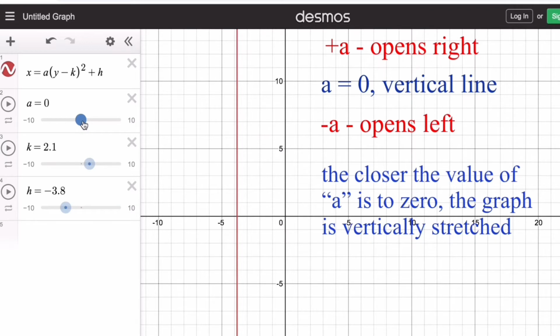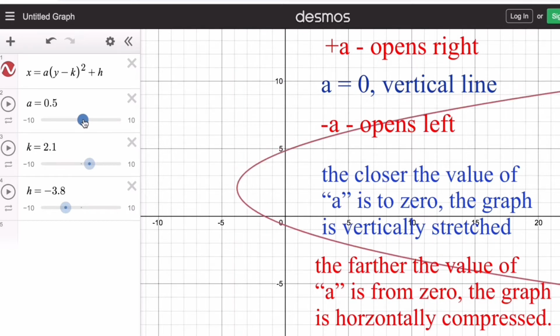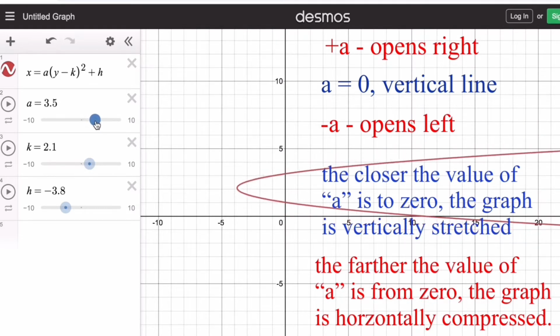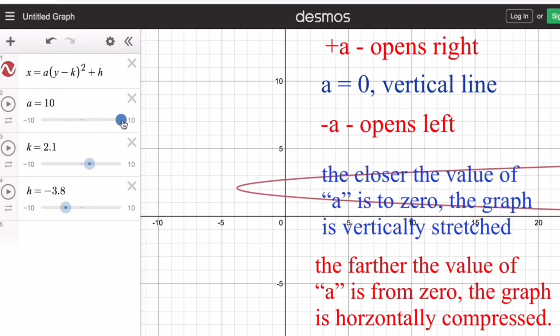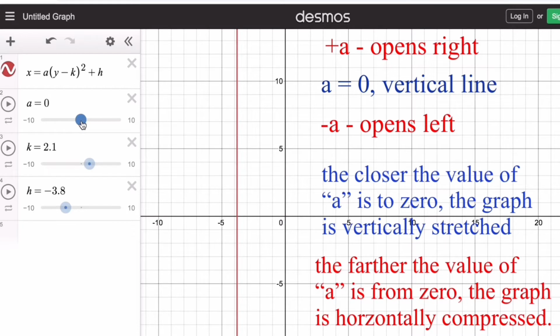On the contrary, if the value of a gets farther from 0, right now it's a vertical line, and if we go farther from 0 towards positive 10, the graph becomes horizontally compressed, meaning it becomes more and more horizontal in shape. This is also the same thing on the other side. If we start from 0, which is a vertical line, and change the value of a away from 0 towards negative 10, the graph becomes horizontally compressed, meaning it becomes more and more horizontal in shape.